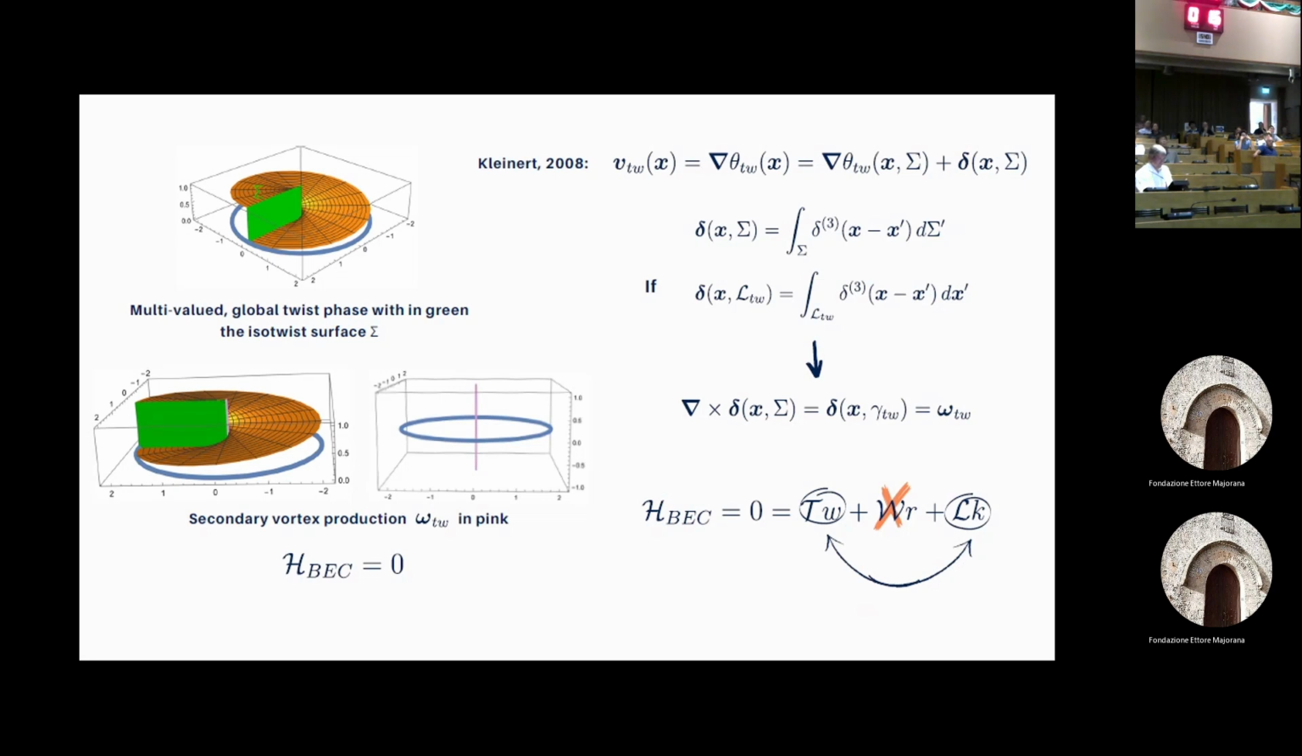So why does this happen? Because being multi-valued, there will be a region here where the phase theta twist can assume all the possible values. And so the twist velocity by Kleinert theory, which is the gradient of theta twist, has a non-zero curl omega twist that defines the purple line, the vortex line. And this purple vortex line is exactly the boundary of this green cut surface.